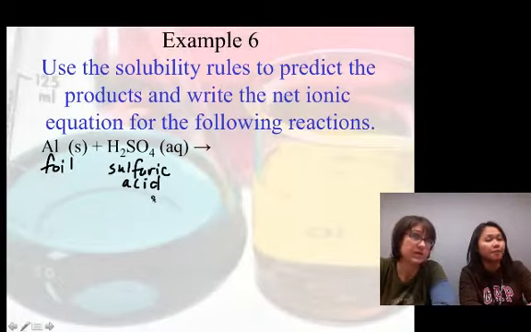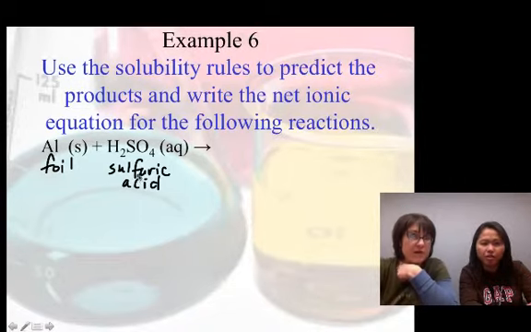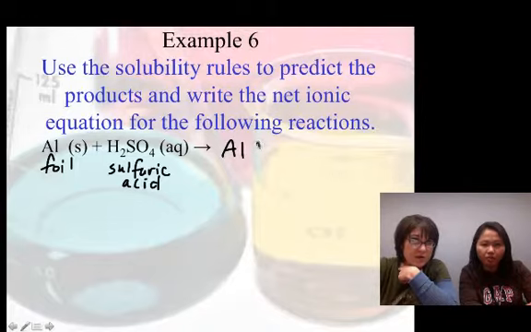All right, so if we have aluminum foil and sulfuric acid, this is a single replacement reaction, not double replacement. Let's see if we can still do a net ionic equation. All right. Okay. Let's try. So first, aluminum is going to steal the partner from hydrogen. Now I've got to watch my charge.